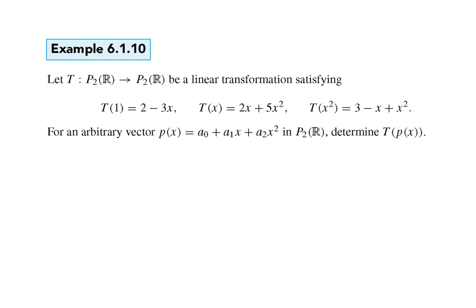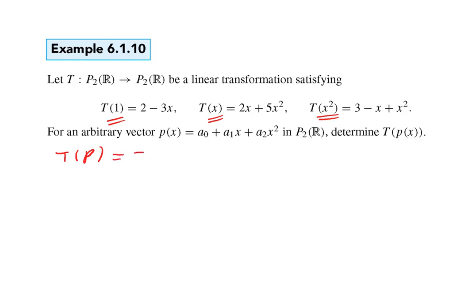Why is this enough? Because, as you could see, we have T of 1, T of x, T of x squared. And notice that the basis for polynomials of degree 2, the best one, the most natural one, consists of 1, x, and x to the second. So you have everything you want. So let's get started. What is T of a polynomial of second degree?